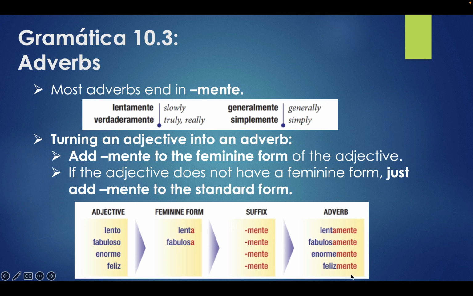Now, gosh, what happens if we can't change its gender? What happens if it doesn't have a feminine form? Like, for example, enorme. Enorme does not have a feminine form. There's no enorma or anything like that. It's just enorme. So in that case, we just add mente, enormemente.